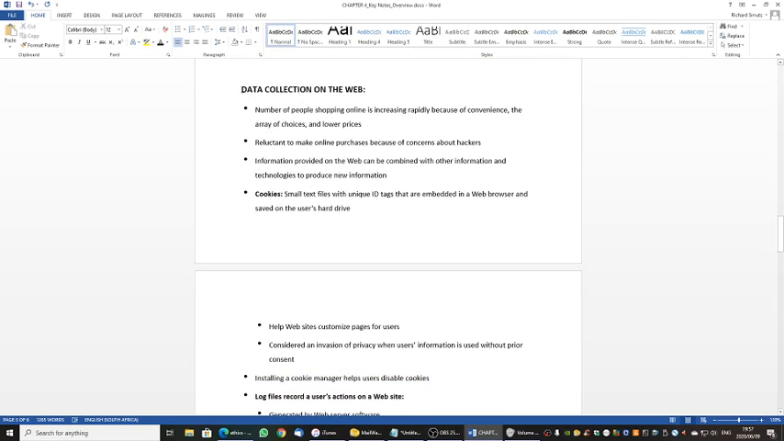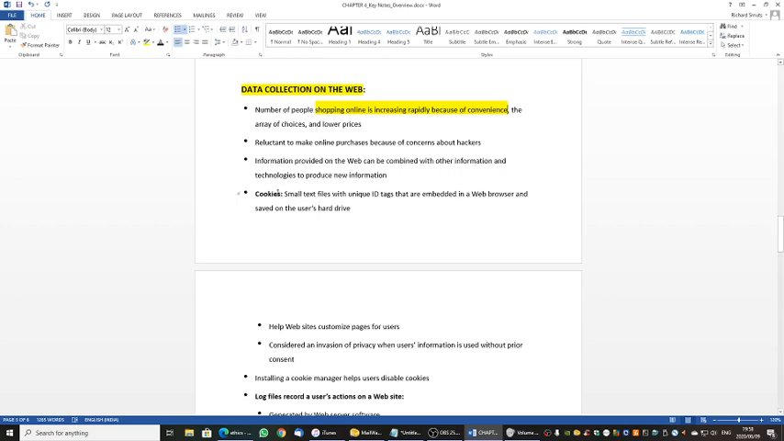Data collection on the web. I'm going to go through this very quickly. I think we're all aware of what goes on. Shopping online has become massive at the moment. You've all heard of eBay. Everybody wants to buy everything at a lower price. Some people are reluctant to make online purchases because of concerns about hackers stealing your credit card number and so on. Information on the web can be combined with other information and technologies to produce new information.